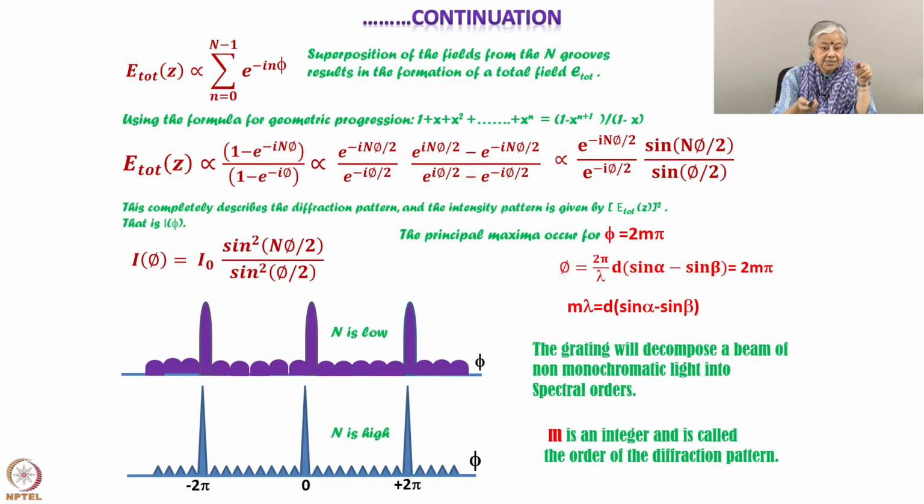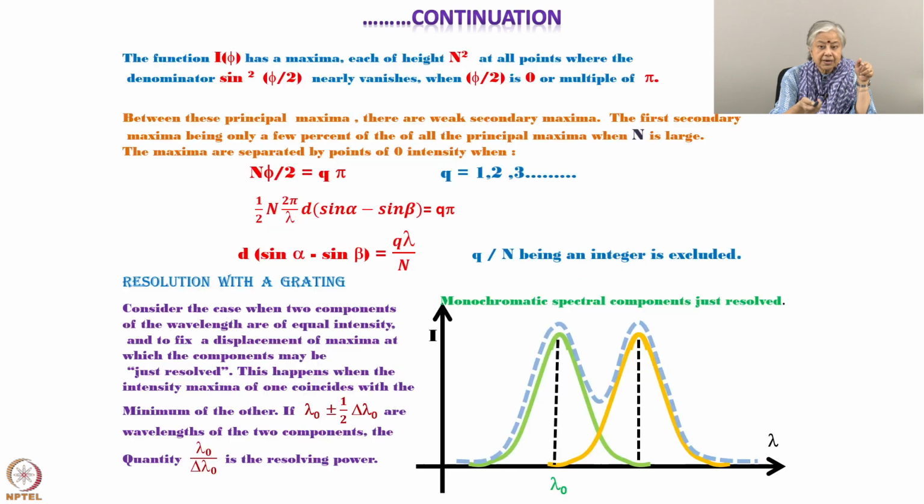If I go to the next slide, let me just explain. Here, what I see is that the function I of phi has a maximum of height N squared. I have to tell you how it becomes N squared at all points where the denominator sin squared (phi by 2) nearly vanishes, when phi by 2 is equal to a multiple of pi.